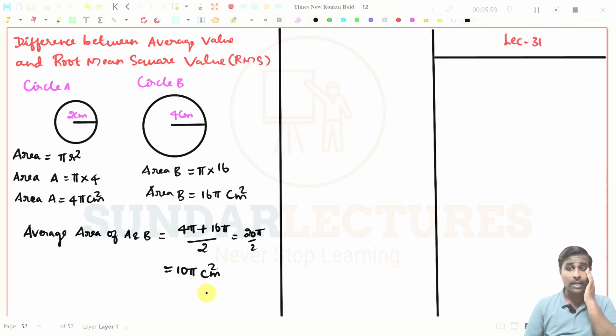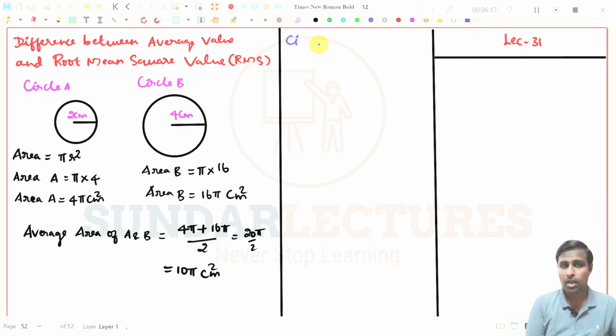You try to understand. The parameter we have is centimeter square, and the parameter we need is also centimeter square. So taking the average will give you the perfect answer. That is one point. Now we try to get the circumference of the circle. So what is the circumference of the circle?